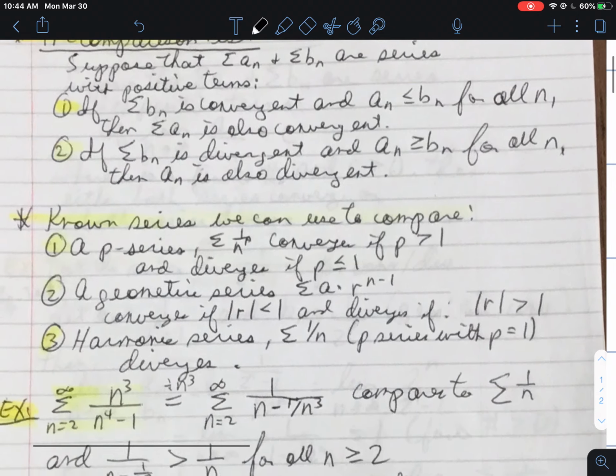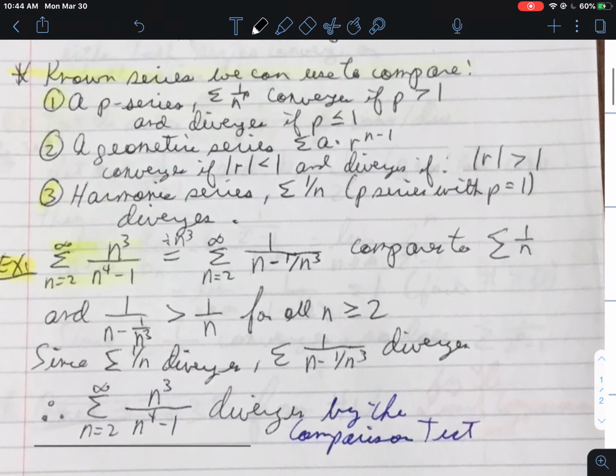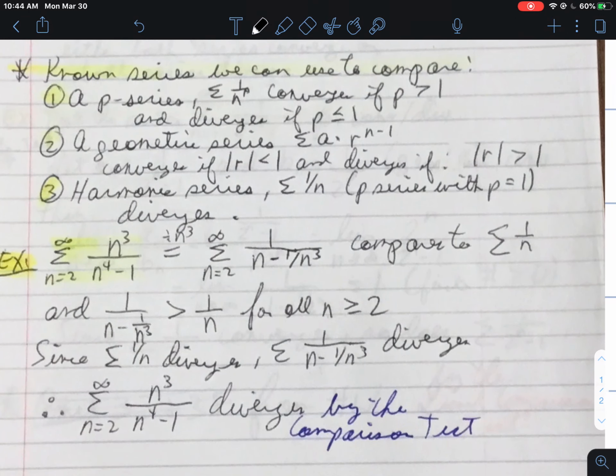Now, comparing it to known series, we don't have a whole lot to work with just yet. We've only talked about a couple of types of series. So known series that we use for these comparison tests, first of all, the p series, the sum of 1 over n to the p. We showed that that was convergent if p was greater than 1, and it was divergent if p is less than or equal to 1. So that's our p series. We also have our geometric series, right?